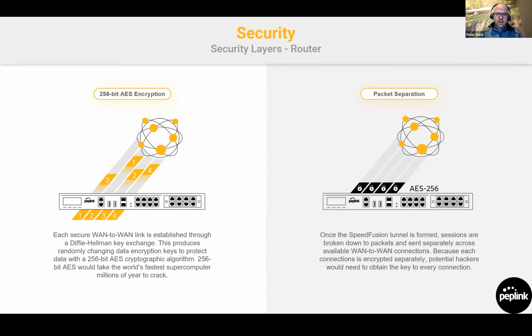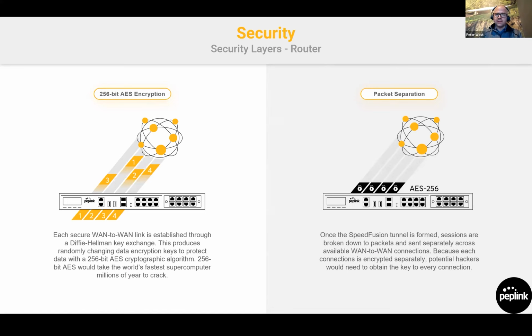And so once again, a router obviously is key for us. Then we talk about the ability to do WAN-to-WAN links using our 256-bit AES encryption. So now you're getting into SpeedFusion a little bit, where we can actually split data up. We can use multiple links. We can split the traffic up, which makes it really difficult to attack.